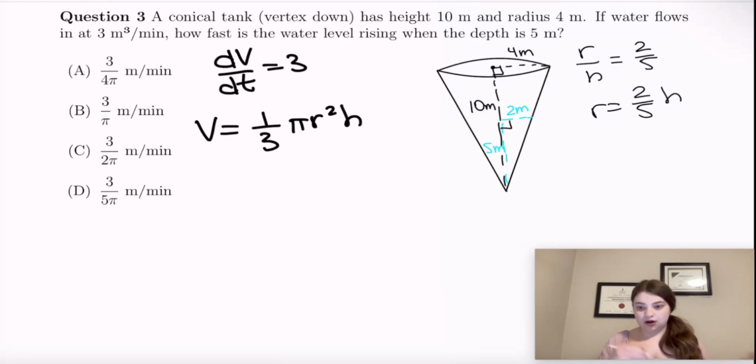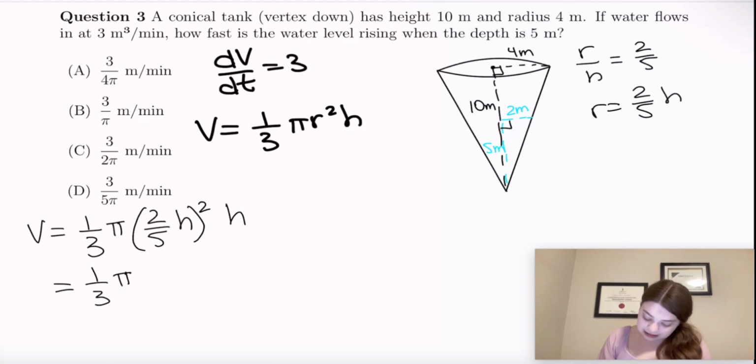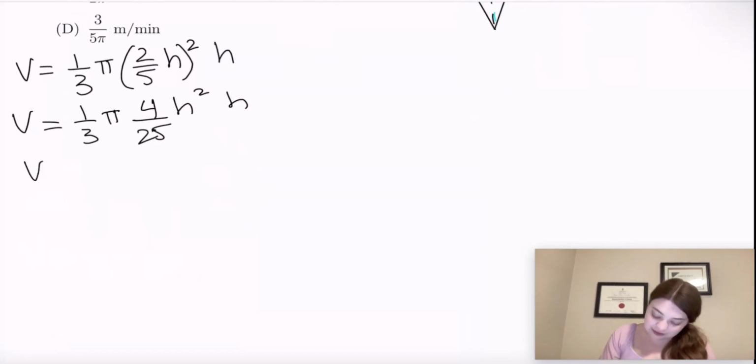And now that we've related R and H, I'm going to plug that back into the volume equation. So we're going to get that the volume is equal to 1/3 pi, and then instead of R squared, I'm going to sub in 2 over 5 H squared times H. So then that's going to be 1/3 pi times, let's see, 2 squared is 4, 5 squared is 25, so 4 over 25, H squared times H. Then if I simplify that even more, I will get 4 pi over 75 times H cubed.